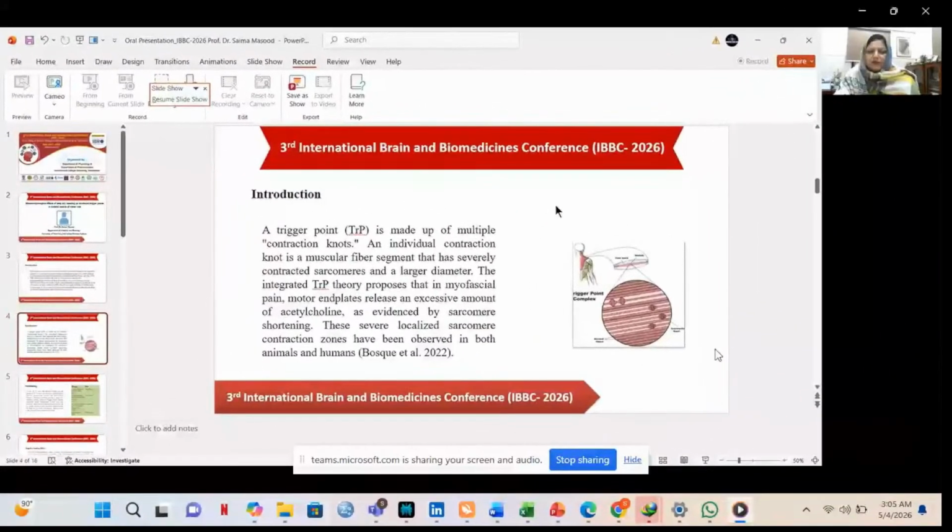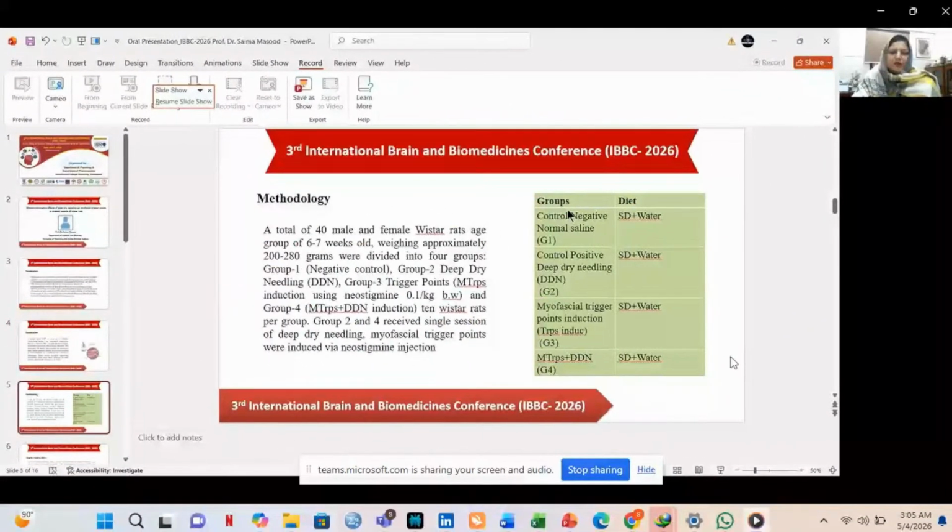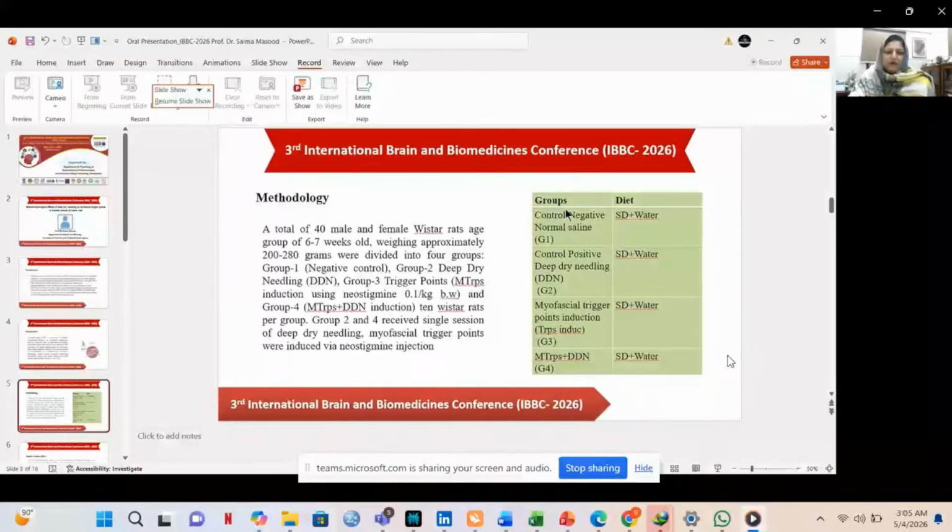In our study, 40 male and female Wistar rats, aged 6 to 7 weeks, were taken and divided into four groups. First was the control group, the negative control. Second was the deep dry needling group. The third was the trigger point group, induced by neostigmine at the rate of 0.1 per kg body weight, and group 4 was actually having both myofascial trigger points and deep dry needling.